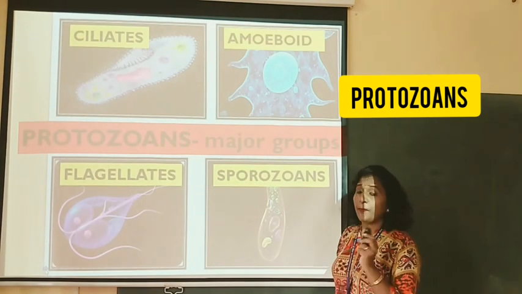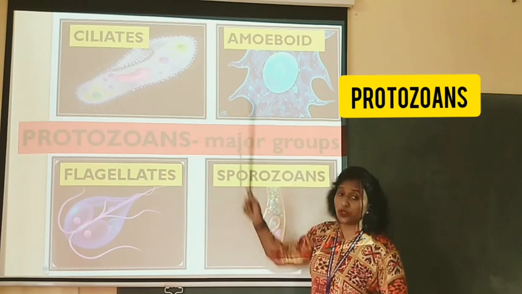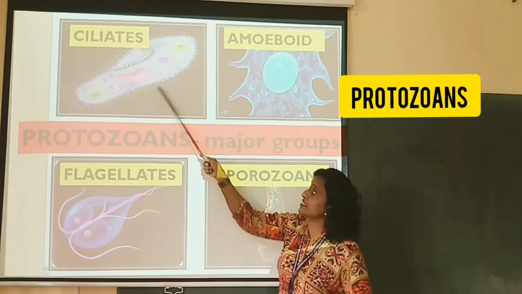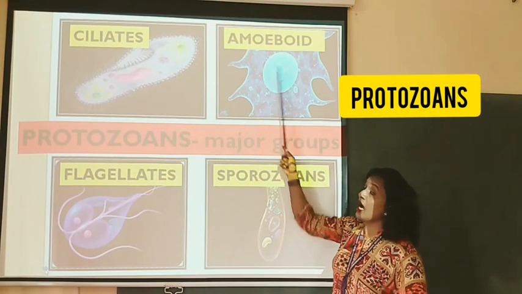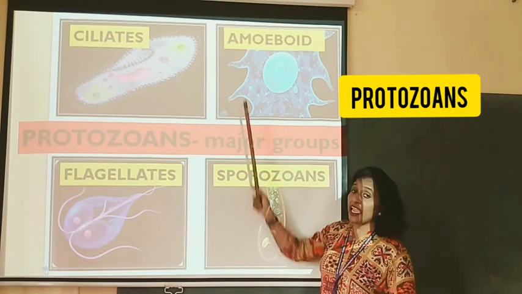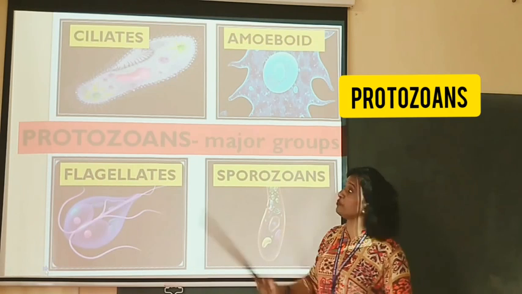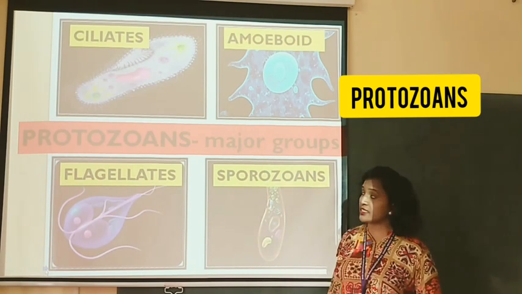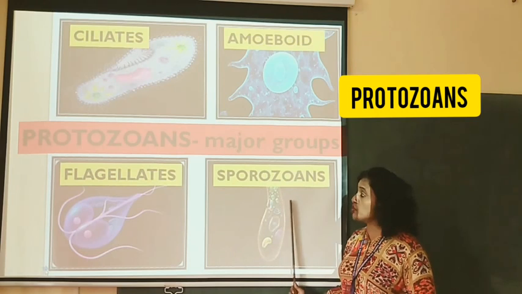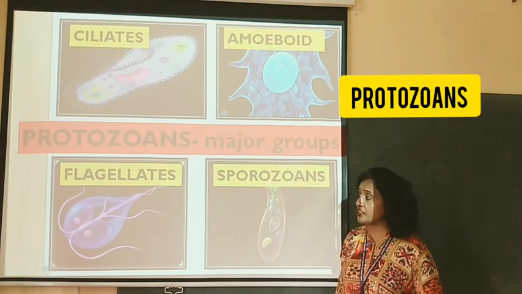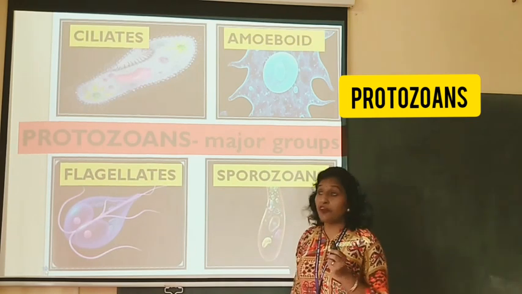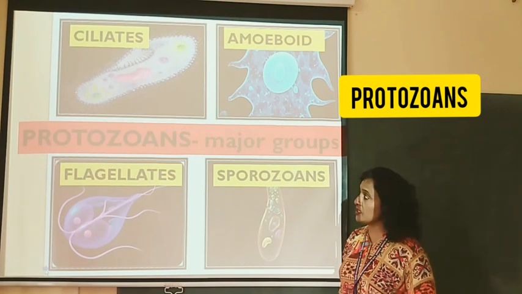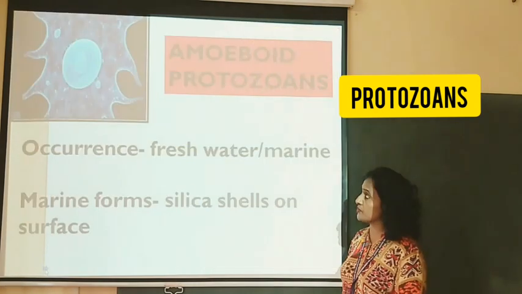So the four major groups of protozoa are ciliates, as there is the presence of cilia; amoeboid, as they have amoeboid type of movement, as the pseudopodia or false feet are present in them; sporozoa, which are non-flagellated; and flagellates, which are those organisms bearing flagella. Okay, so these are four major groups.